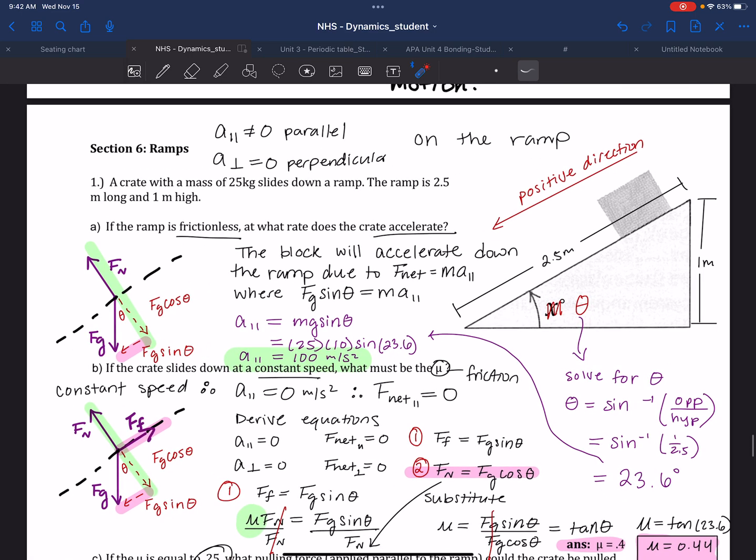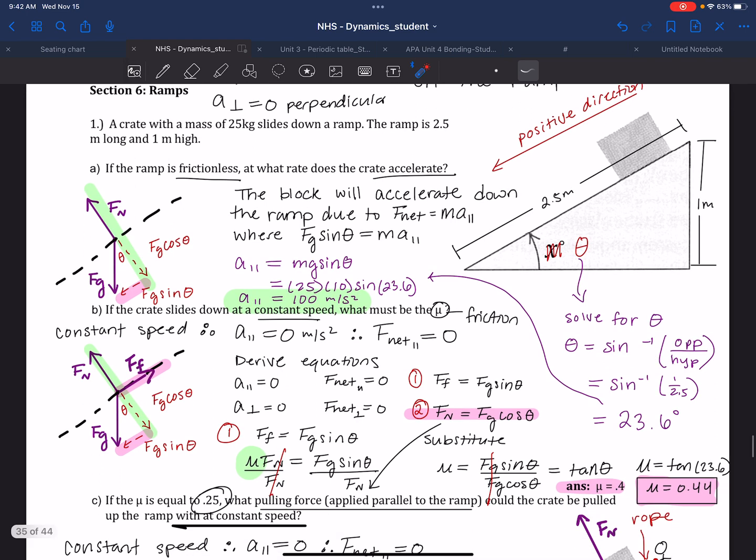So we have a crate with a mass of 25 kilograms down a ramp. The ramp is 2.5 meters long and 1.1 meter high. So we see that if we are given a hypotenuse and a side, we can find the angle. So how do you find the angle, right? You have to use your inverse sine equation. So angle is equal to sine inverse opposite over hypotenuse.